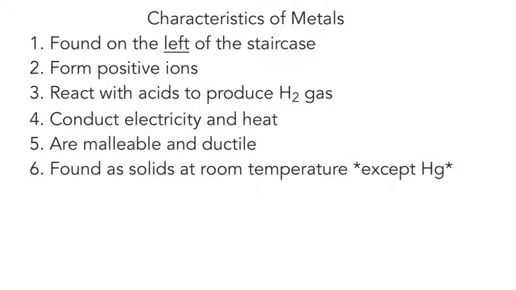So the first thing about our metals is that they're found on the left of our staircase. The second thing about our metals is that they form positive ions. So what this means is that when they're trying to get a full last shell, so their full octet shell, they're going to actually be losing that valence electron or electrons that they have, giving them an overall positive charge.